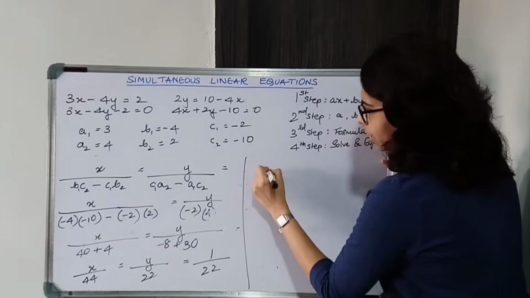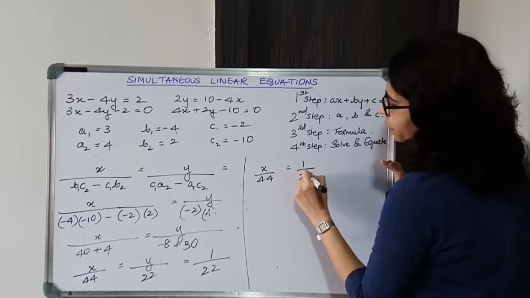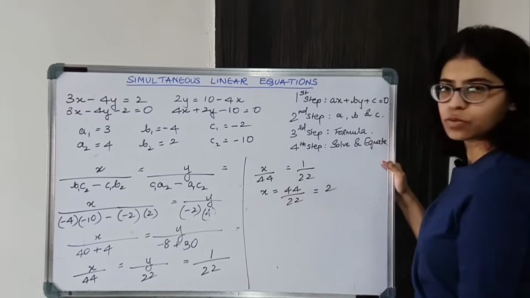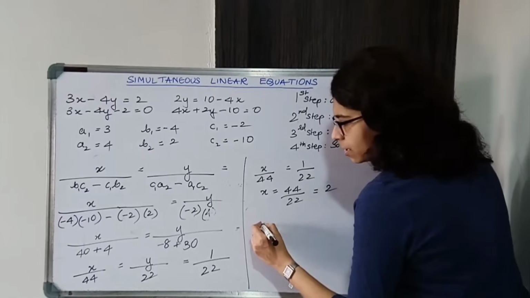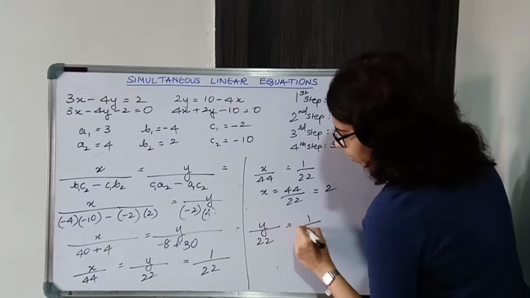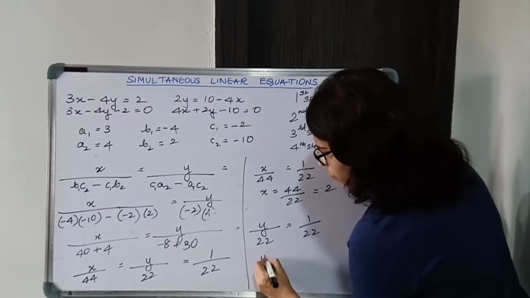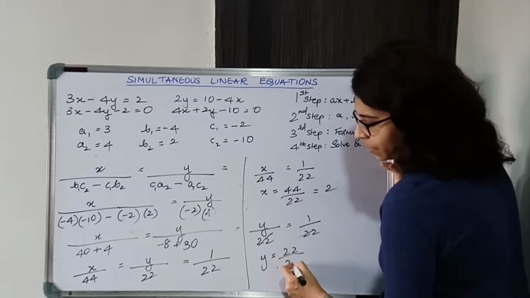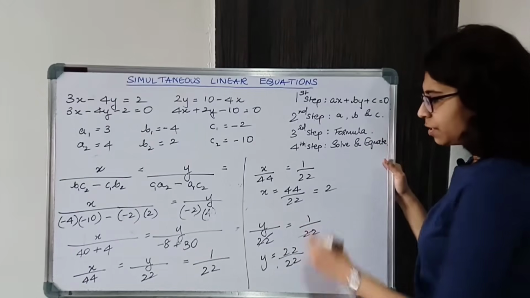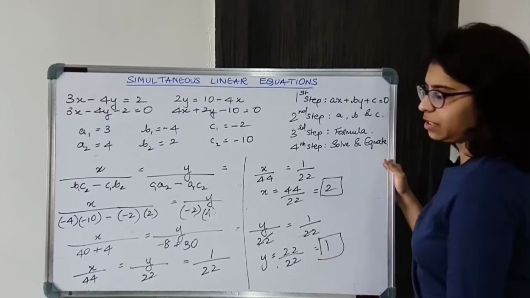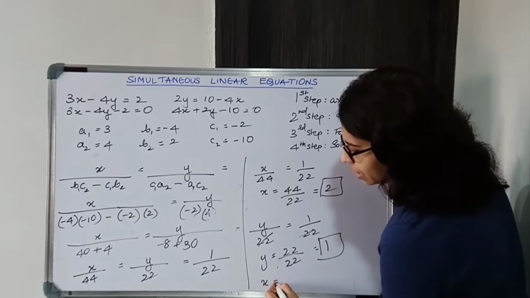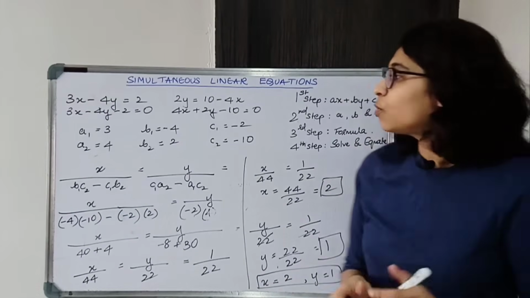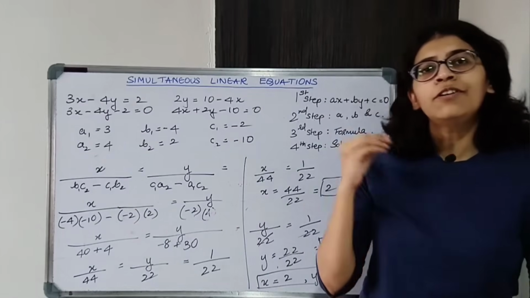So x upon 44 is equal to 1 upon 22. Shifting 44, so x is equal to 2. Okay, similarly y upon 22 is equal to 1 upon 22. So y is equal to 22 यहाँ पे ही cancel हो सकता है, or you can shift it, so it will become 22 upon 22, that is 1. Okay, so x का value 2 मिला, y का value 1 मिला. Okay, so then you will write down the final answer, x is equal to 2 and y is equal to 1 and box it. Alright, so very important, you need to remember the formula.